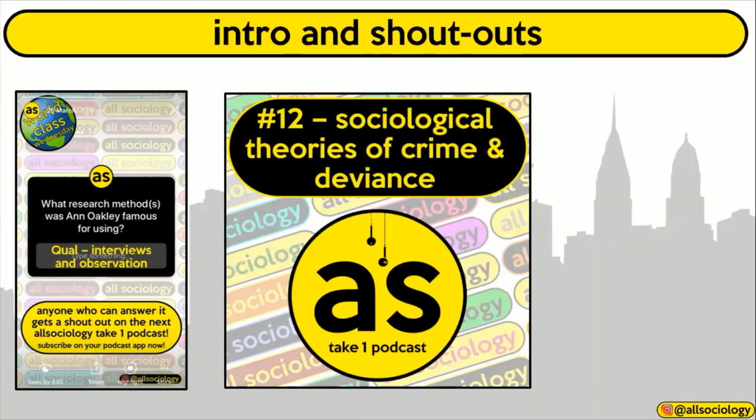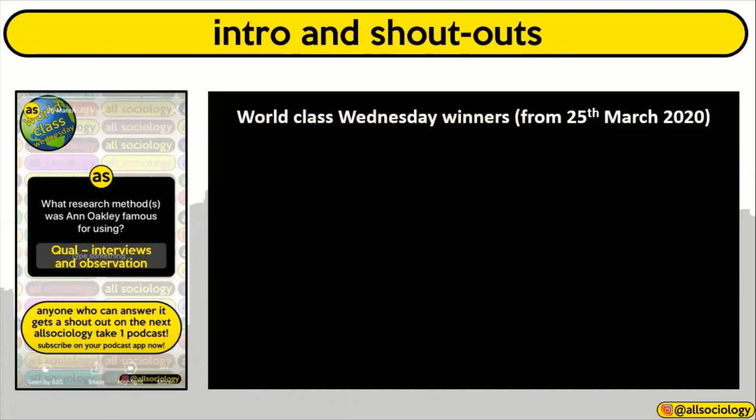Essentially, what I was looking for is something qualitative. She did a lot of different kinds of methods, but Anne Oakley was a qualitative sociologist, as many feminists are. She really used things like semi-structured and unstructured interviews and participant observation, as well as some other bits and pieces. Now, there were an awful lot of you that got this right. It was from the 25th of March, 2020.